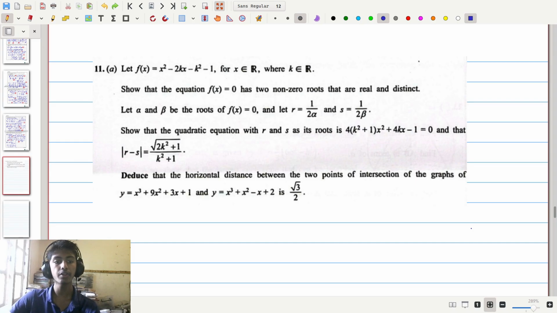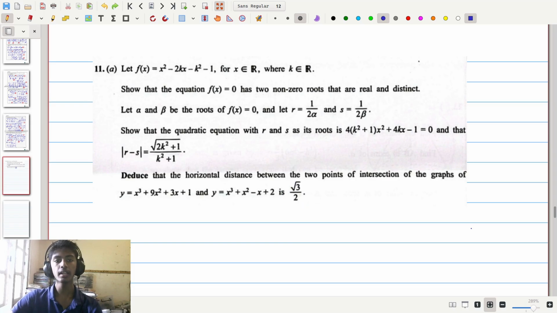And that, if we take the modulus of r minus s, as in the distance between the two roots, we get the square root of (2k squared plus 1) divided by (k squared plus 1). Given this, we are asked to deduce that the horizontal distance between the 2 points of intersection of the graphs of y equals this and y equals this is the square root of 3 divided by 2.